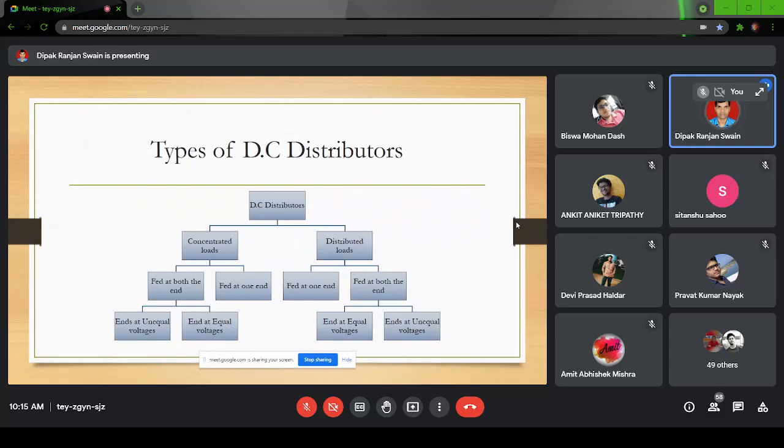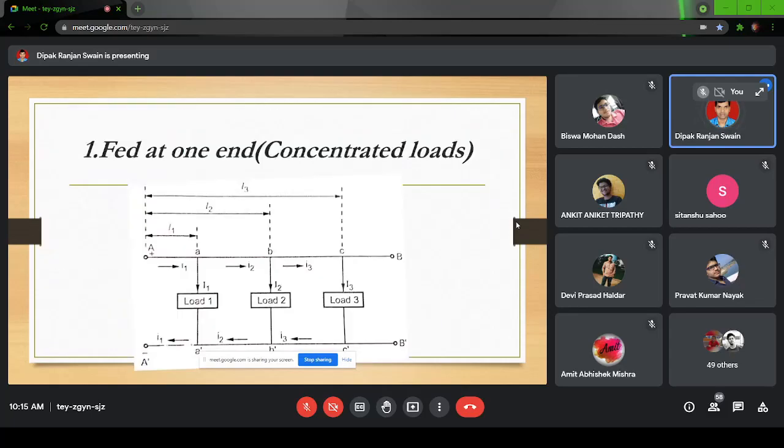Now what do you mean by concentrated loads? Concentrated loads means we can show each by a single tapping. Here you can see that a load of a certain kilowatt is connected, so it can be shown by a single tapping. The current from the feeder will be drawn for this one. This is the common feeder: AB is the common feeder and A dash B dash is the return path. I am talking about a single phase line, let us say, or a DC. There are two lines only.